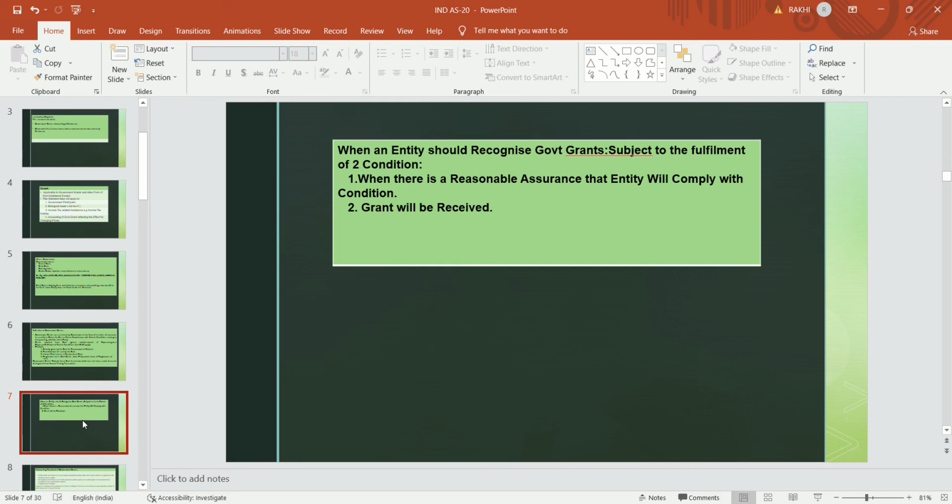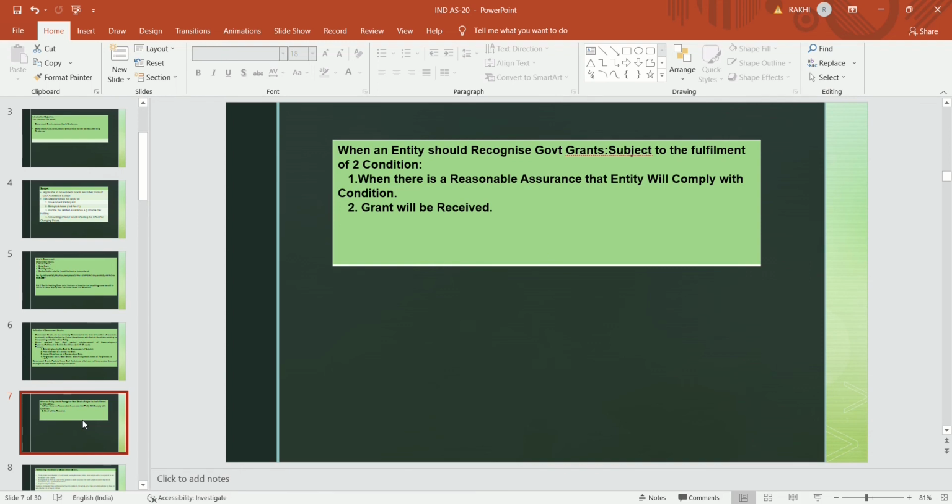What are the conditions under which the company recognizes the government grant in its books? When an entity should recognize a government grant in its financial statements, only when the company fulfills these two conditions. What are the conditions? When there is a reasonable assurance that the company will comply with the conditions, they will fulfill the condition, and that the grant will be received, only then will they recognize it.